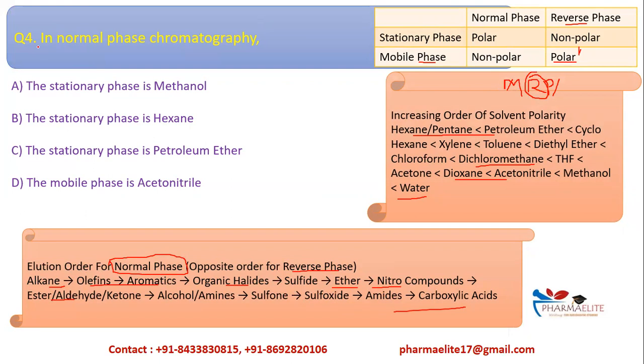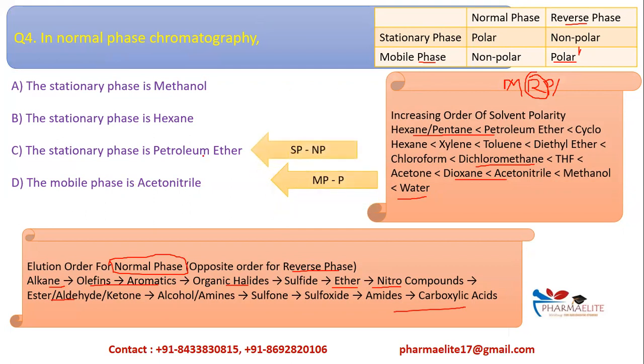Now let us look at the options. In normal phase chromatography, the mobile phase is acetonitrile. As we can see here, acetonitrile is polar, and in case of normal phase chromatography, the mobile phase has to be non-polar. Therefore, this option is wrong.